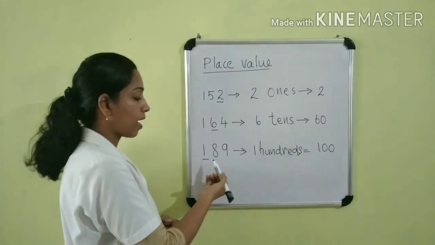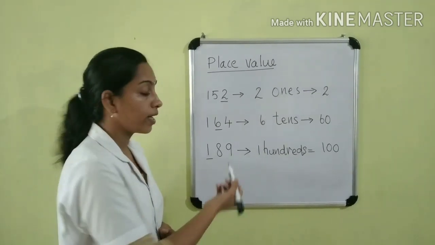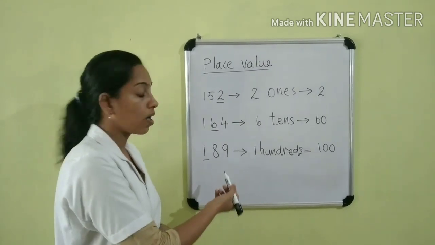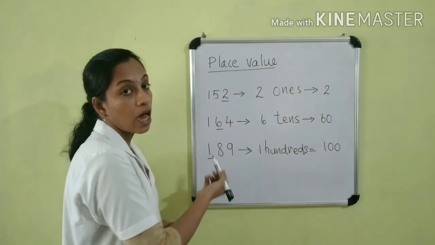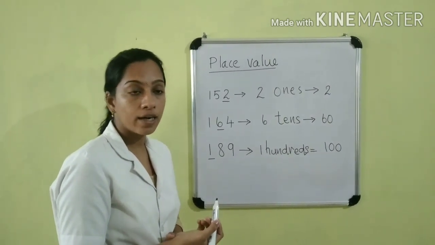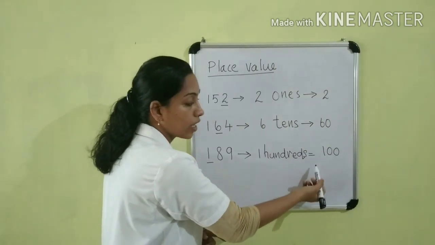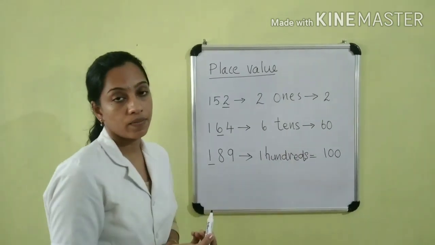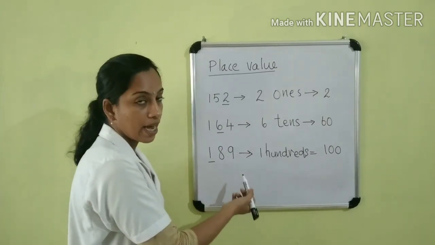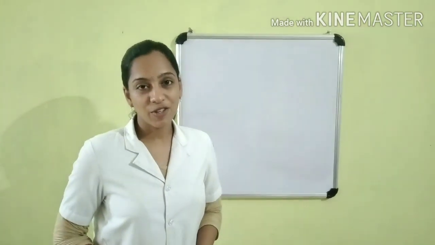In the last example, we have to find out the place value of 1 in 189. In this number, the number 1 comes under hundreds place. So the place value of 1 in 189 is 100. That's equal to 100. So the place value of 1 in 189 is 100.